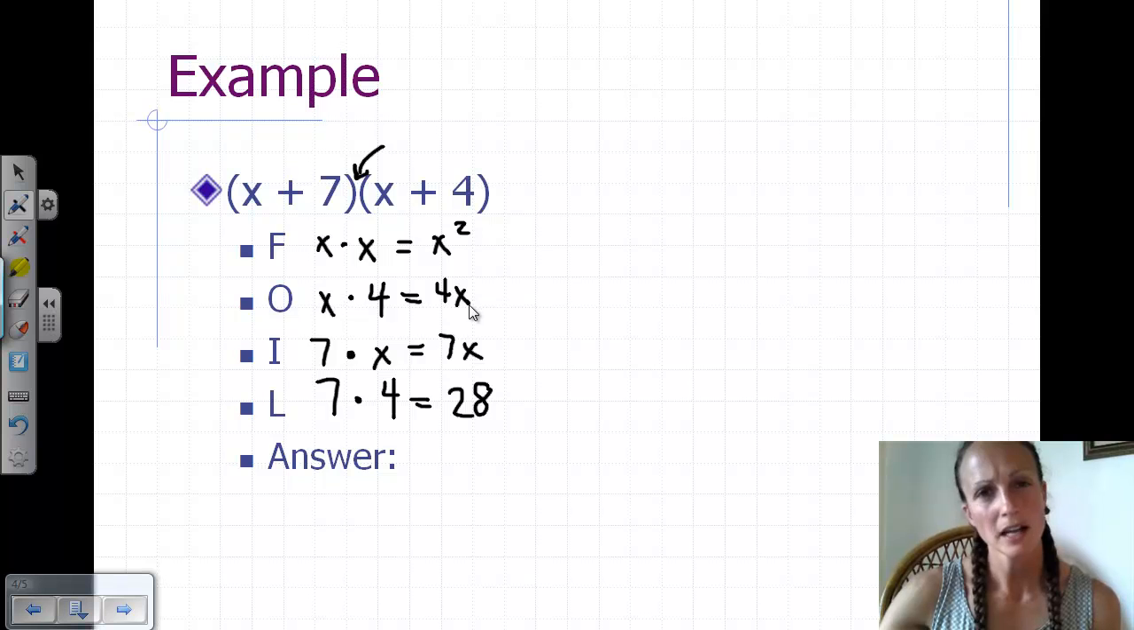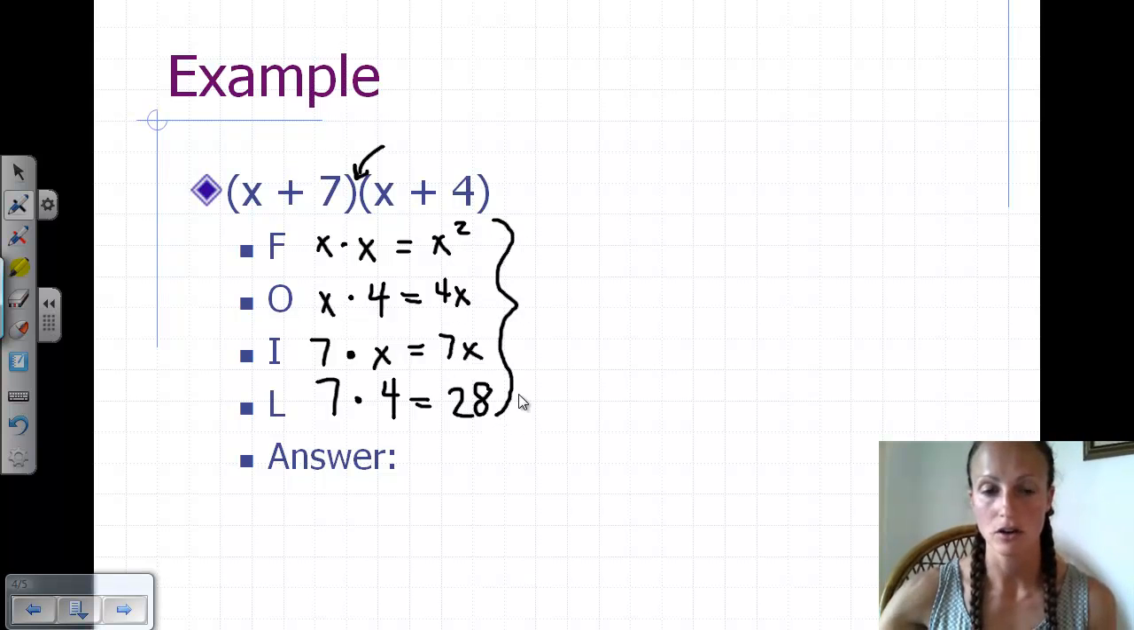Now I had us review combining like terms, and I did that because our solution is actually going to be the sum of all of the parts. The sum of the first, the sum of the outside, inside, and last, all put together. So sometimes in my work, to remind myself, I write this. I'm going to add all of my parts. So if I write that out, it looks like x squared plus 7x plus 4x plus 28.